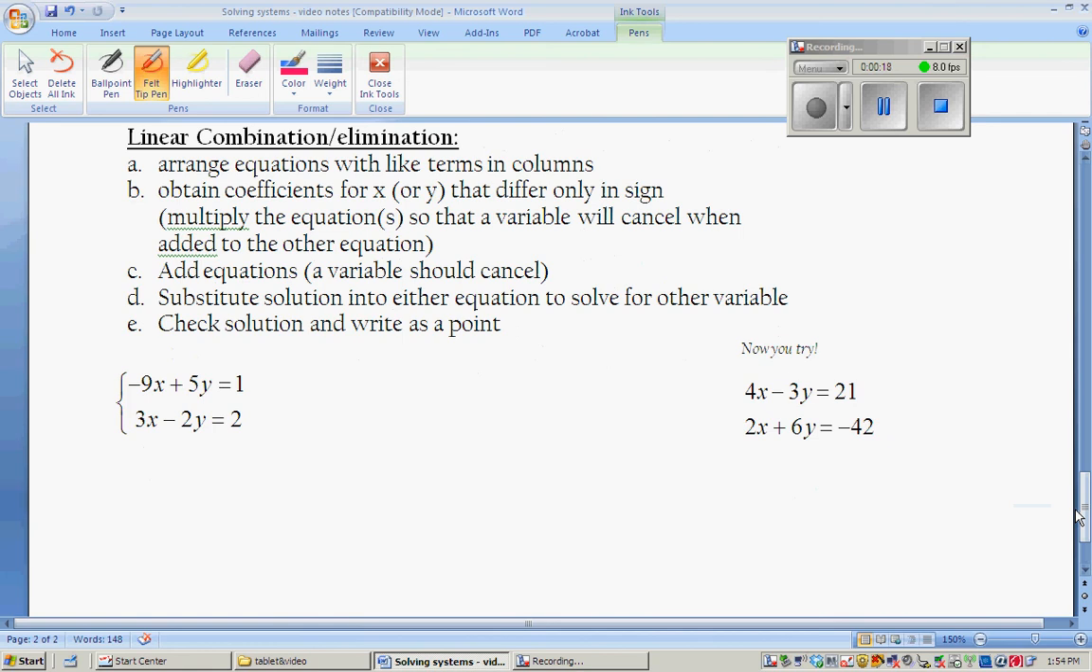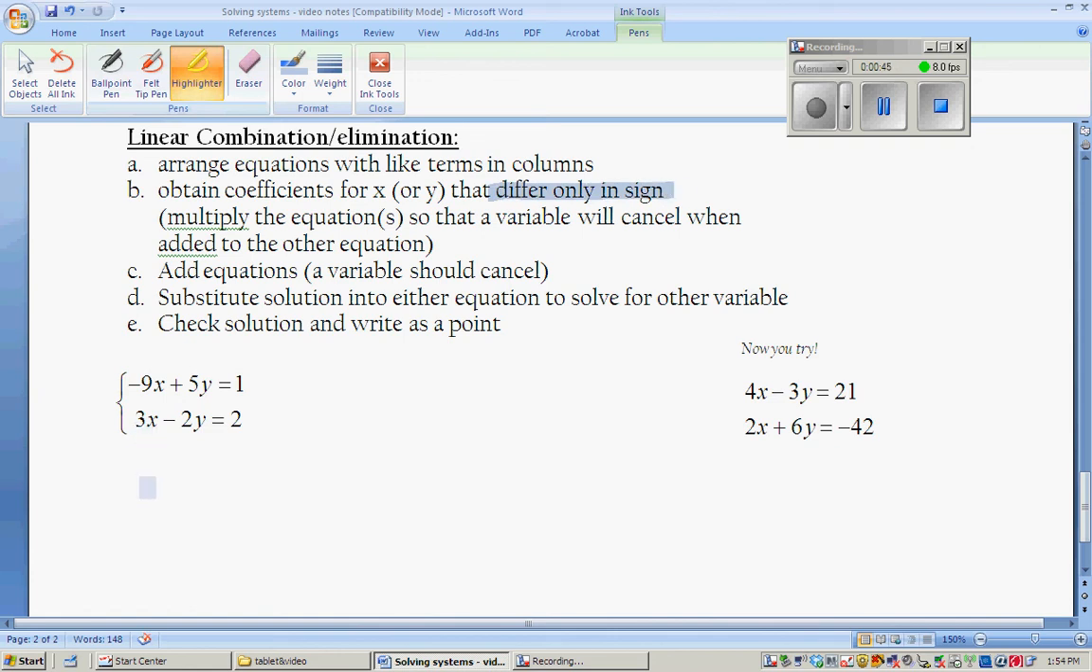One of the things you're going to do is arrange your equations with like terms in columns. So you're going to get all your x's and y's together on the same side and lined up. It doesn't actually matter what order you put them, as long as they're lined up, stacked up in a column on top of each other. The goal is to obtain coefficients for x or for y that differ only in sign.